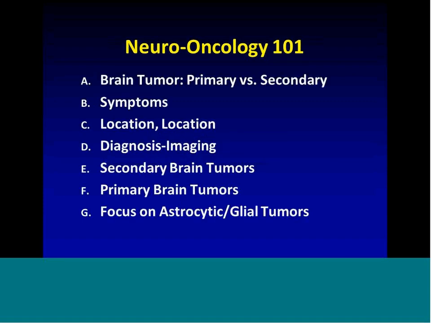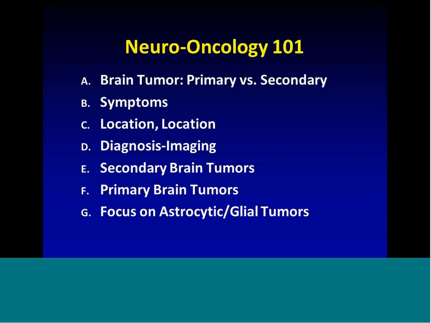Okay. So we're going to talk about the difference between primary and secondary brain tumors. We're going to talk about the symptoms, and since I'm a neurologist, I'm going to push how important location is, localization in the brain. We're also going to talk about how we diagnose brain tumors, particularly from an imaging perspective. We're also going to do some math.